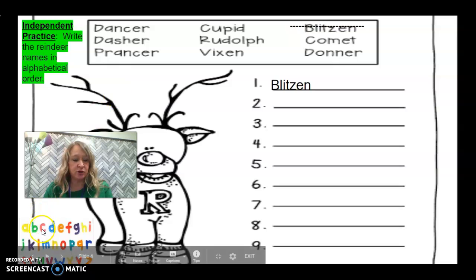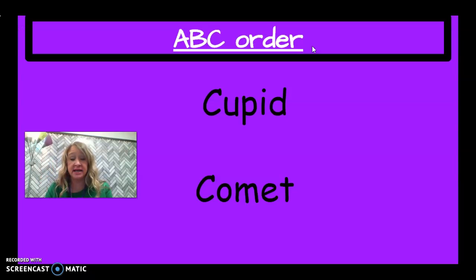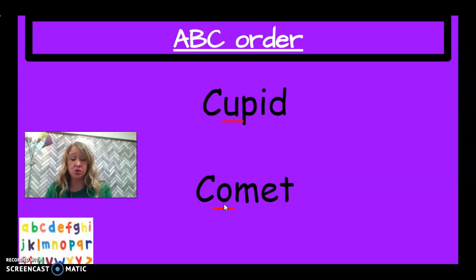Okay, so what comes after B? C. Are there any reindeer with a C name? Let's see. Oh, there's one. There's Cupid and there's Comet. Okay, so we have two. They both start with a C. So that means we're going to have to go look at the second letter. So we have to look at the U and we have to look at the O to decide which word is going to come next.